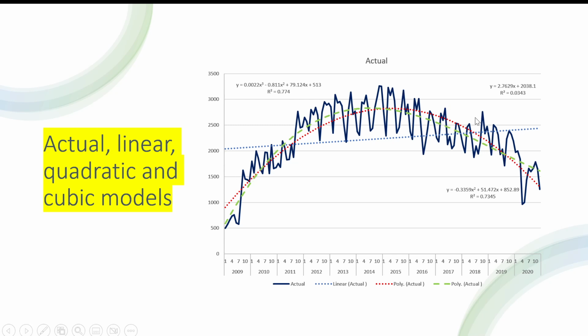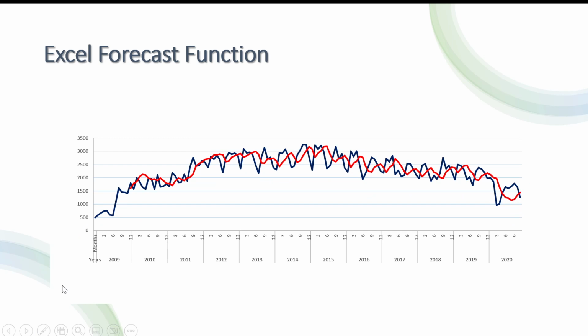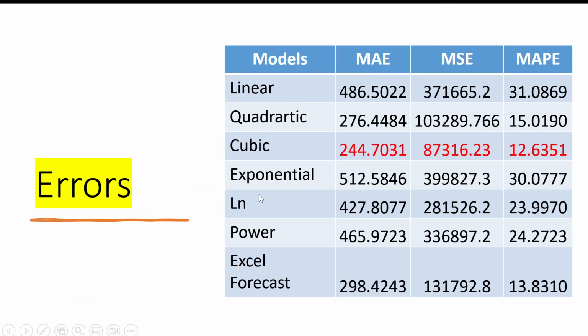We have blue, which is the real data. Then this is a linear trend, using Excel. This is a cubic, this is a, I'm not sure which one, forgot already which one, the poly actual. The red color should be the quadratic, the green is the cubic. Then this is a power model, exponential model, and logarithmic model. This is using the Excel forecast function. These are seven models with their MAE, MSE, and MAPE, and it's noticed that the cubic model gives the smallest errors.